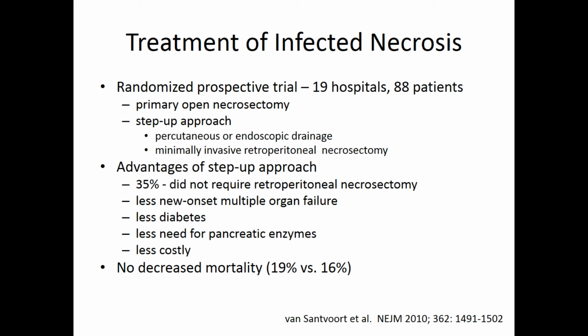And interestingly, they found advantages of the step-up approach. Of the patients randomized to the step-up approach, 35% did not require retroperitoneal necrosectomy. They also had less new onset multi-organ failure, less diabetes, and they needed less pancreatic enzyme. And overall, those interventions were less costly. It did not improve mortality, though. But based on this, the step-up approach has been preferred over primary open necrosectomy.